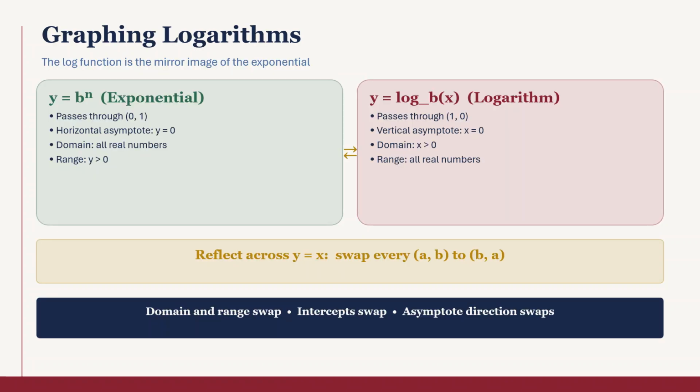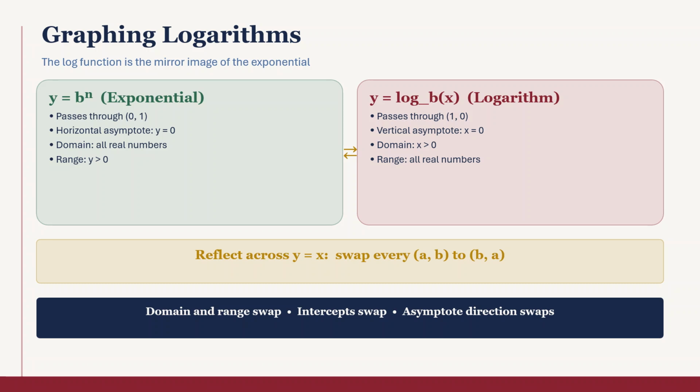The graph of a logarithmic function is the mirror image of an exponential function, reflected across the line y equals x. On the left, the exponential function b to the x. It passes through the point (0, 1), rises steeply to the right, and approaches 0 as x goes to the left. The x-axis is a horizontal asymptote.